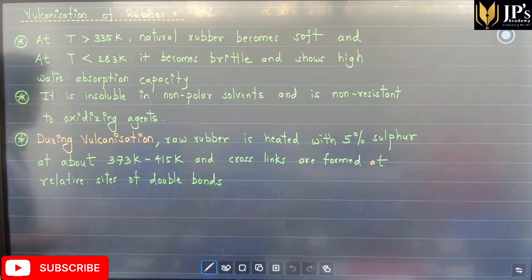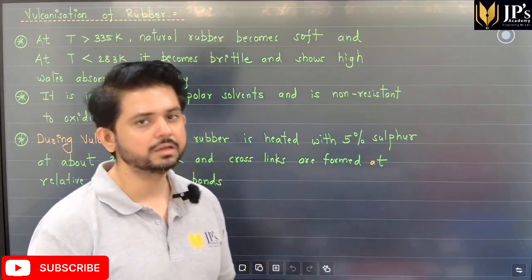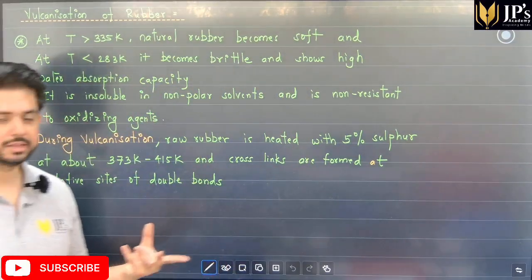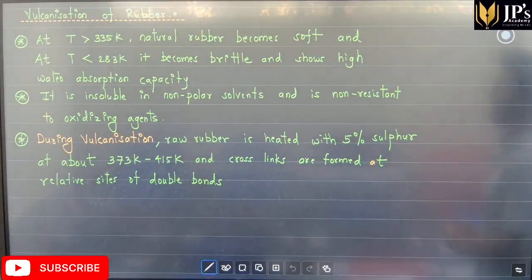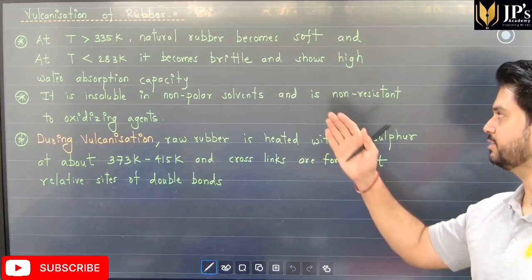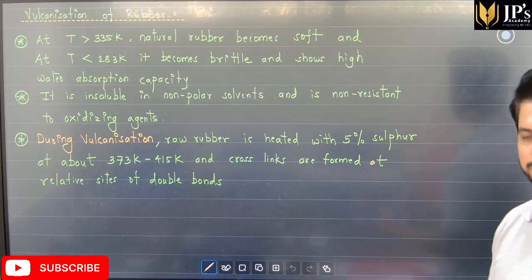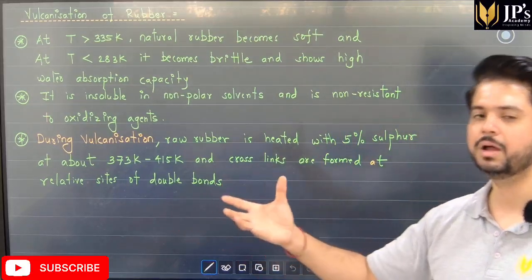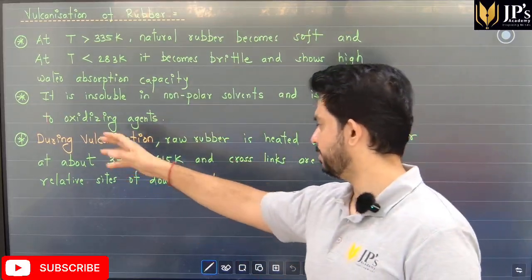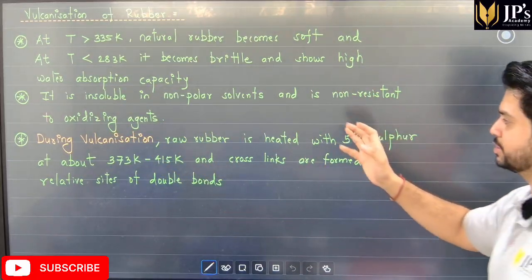Now, in its natural form, students, we cannot really use rubber, so we need to modify it a bit, which is vulcanization of rubber. I think students have heard about Goodyear tires. It was actually done by a scientist Goodyear, and here in vulcanization, at temperatures greater than 335, natural rubber becomes soft, and at cold temperatures less than 283 it becomes brittle. So we cannot really use it in its natural form. So what we do is we perform vulcanization. Natural rubber is insoluble in non-polar solvents and it is non-resistant to oxidizing agents.